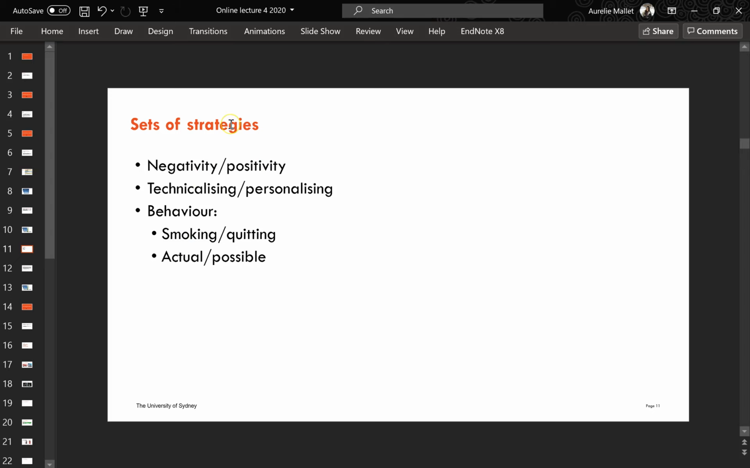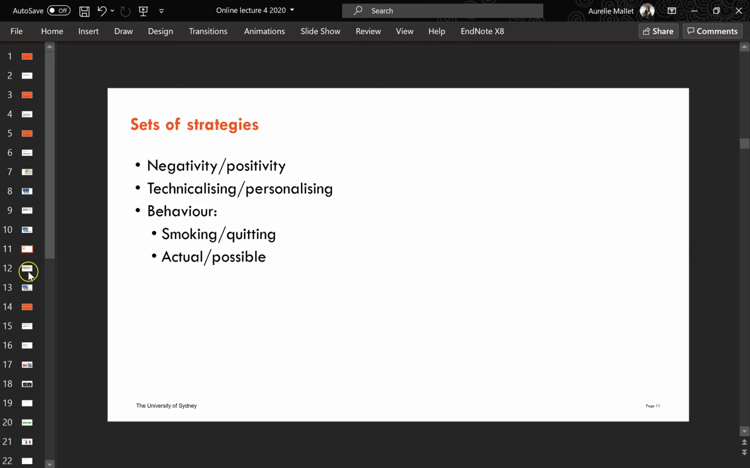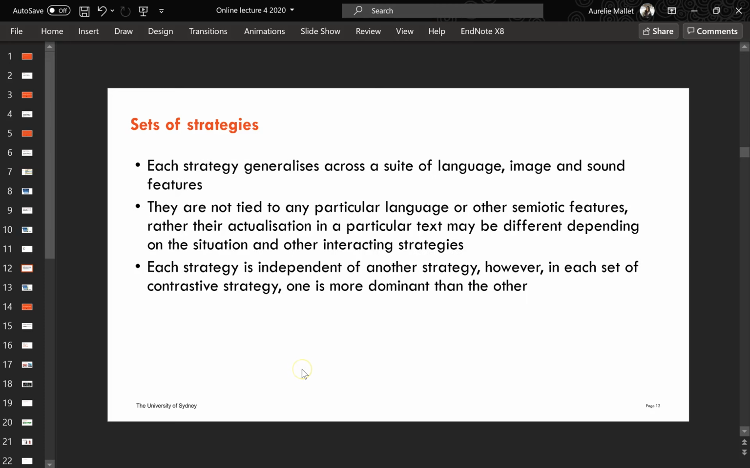So these 3 sets of strategies here can all be used to look at the NTC across these 3 levels. So these 3 sets of strategies are what I'm calling scalable. They can be scaled up to look at large-scale change. They can be scaled down to look at individual materials. And of course, I'll show this to you guys. So each of these strategies, they each generalize across a suite of language, image, and sound features.